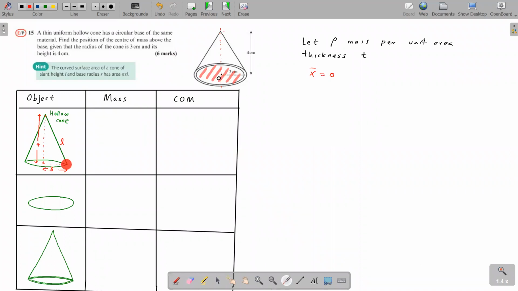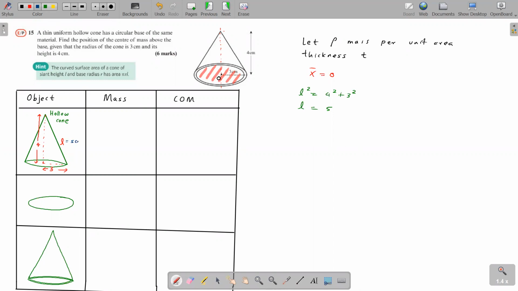Okay, so you can get the slant height by using Pythagoras theorem, right? Height of the cone is 4, radius is 3. So you can use Pythagoras theorem, L square equals 4 square plus 3 square. Agreed, guys? L square equals 4 square plus 3 square. So L is equal to square root of 25, which is 5. Okay, so we have L as 5 centimeters.